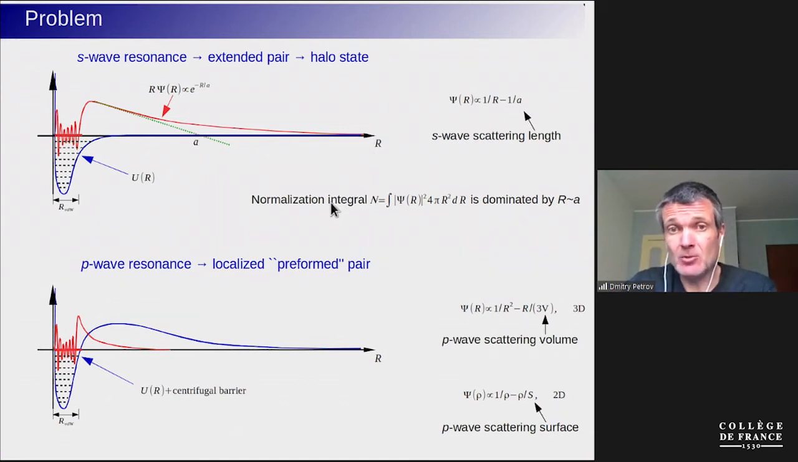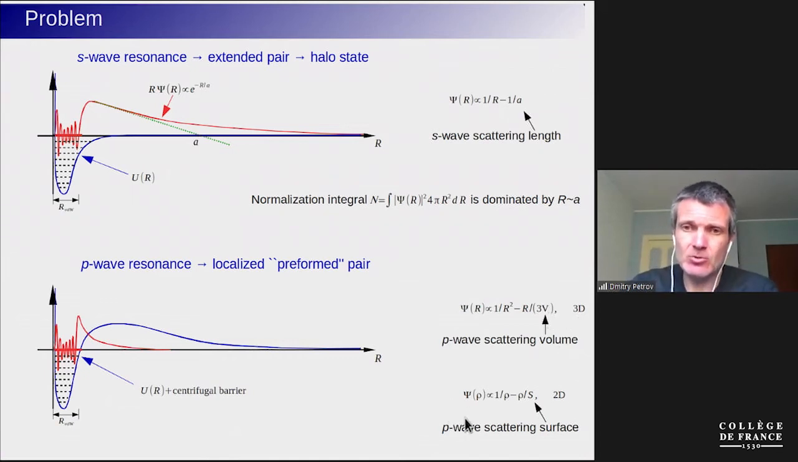When a goes to infinity, the normalization integral diverges, which means that particles do not spend much time in the van der Waals region, the region given by the van der Waals range. We call it an extended pair or halo state because they spend most of the time in the classically forbidden region. The situation is different with the P-wave resonance because when we write down the radial Schrödinger equation, we add the centrifugal barrier there. And this changes the behavior of the wave function, even at zero energy. By the way, at zero energy there are two solutions, one over r squared and r, different from the S-wave case. And the proportionality coefficient there is called the P-wave scattering volume in 3D.